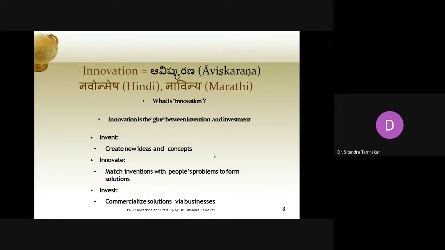So invent is what? Creating a new idea, any theory, any practical, any device or anything. It may be a thought only. Innovate is what? We are matching the inventions with people's problems and forming efficient solutions. And finally, investing. If you're talking about how an IPR is mapped from the innovations, we need to find the investment.